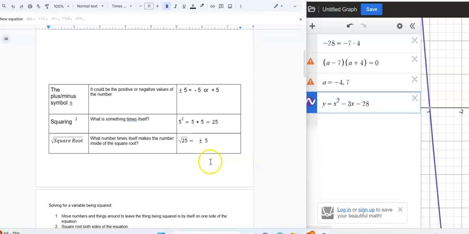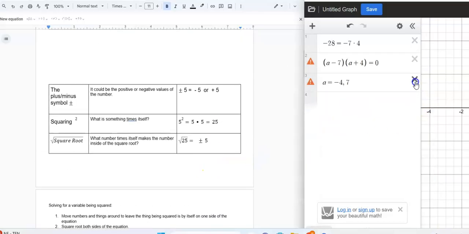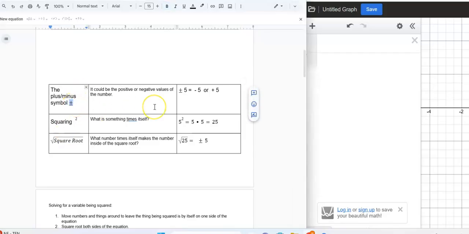All right, so welcome to the unit about square roots. Here are things that you're going to see a lot. The plus minus symbol is when you see a plus sign and a minus symbol below it. This means that the positive or negative values of a number are possible, meaning if you see this and a 5, that means it could be negative 5 or it could be positive 5. That's what it means.